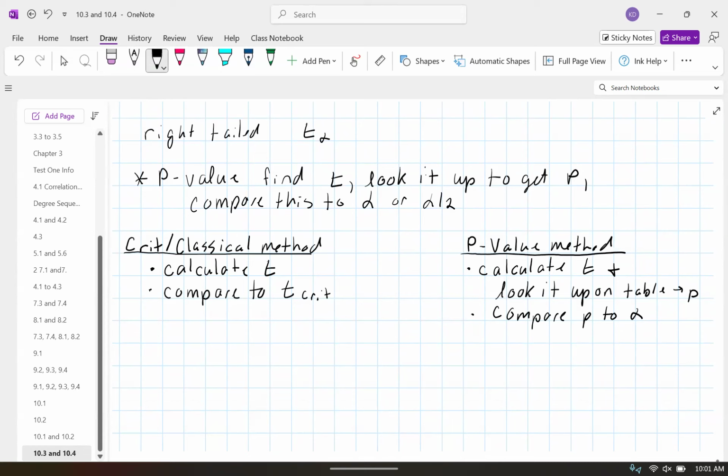So for both methods, you're looking up a T of some variety. On the classical, you look up your T critical, you figure out what that is. On your other method, you're going to look up the T value you find and find a P value. So classical, you're comparing T's. P value, you're comparing P's. It just depends on what we're doing.